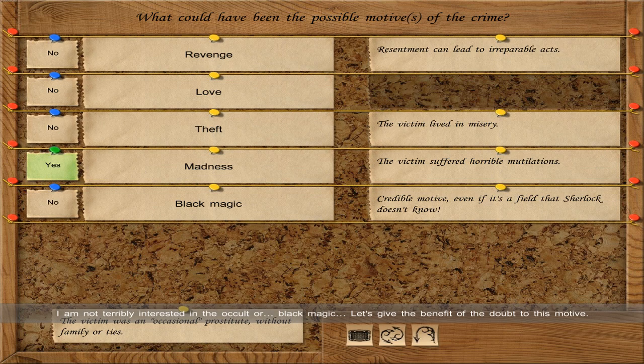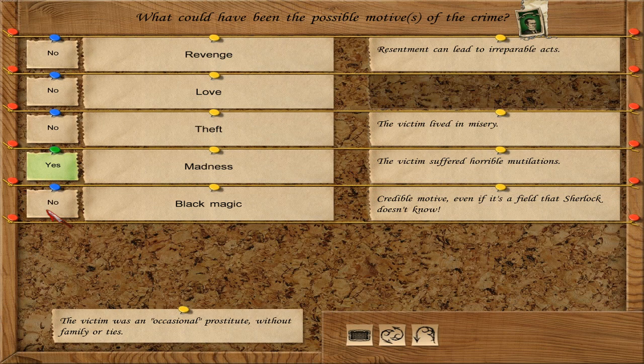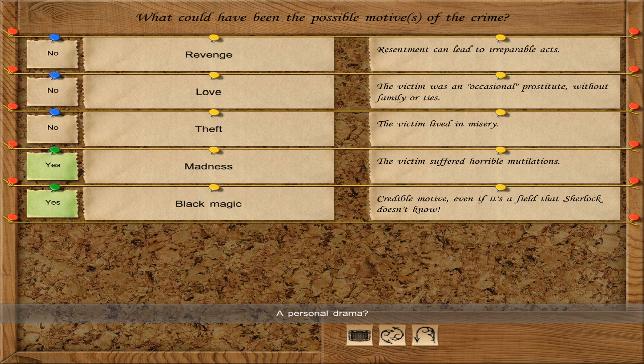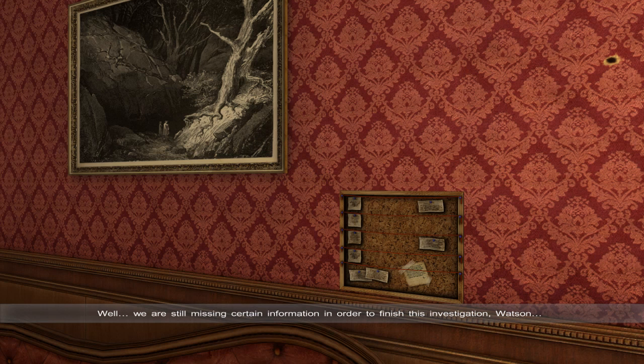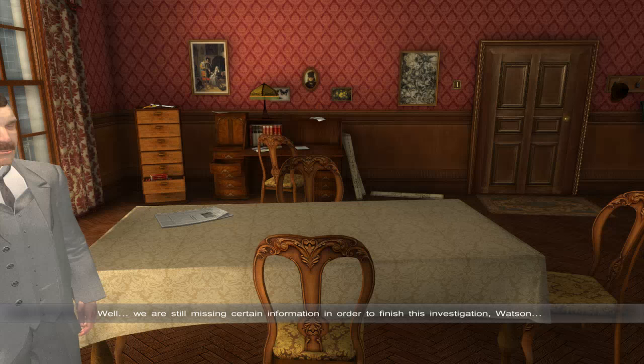Black magic? I'm not terribly interested in the occult or black magic. Let's give the benefit of the doubt to this motive. A personal drama? Love can certainly lead to many a drama, but we have to consider the fact that the victim didn't know her attacker. Well, we are still missing certain information in order to finish this investigation, Watson.